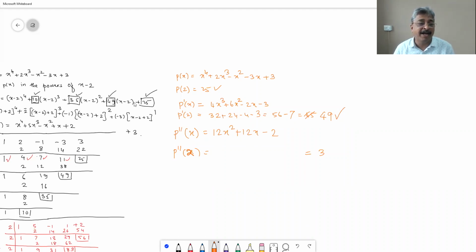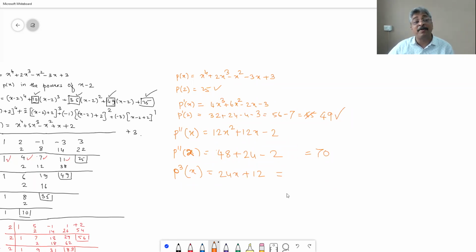How much is p double dash of 2? It is 70. It is not as per your requirement, it is what it is, whether you want it or not, it is 70. 12 fours are 48 plus 12 twos are 24 minus 2. The third derivative of p of x is equal to 24x plus 12.